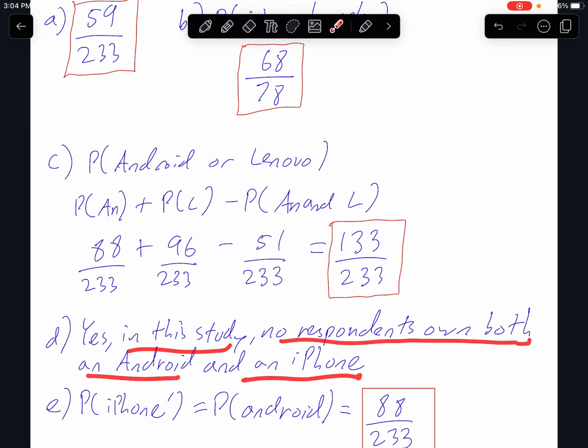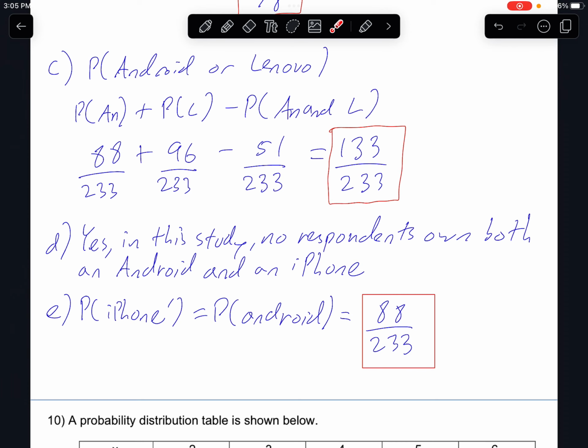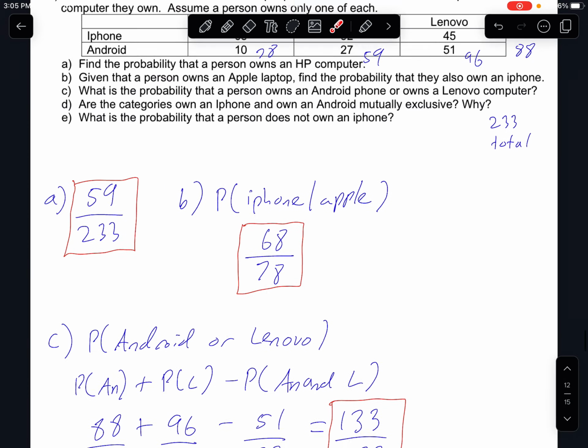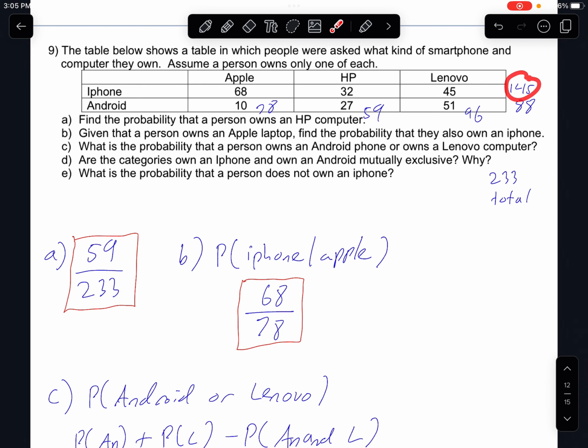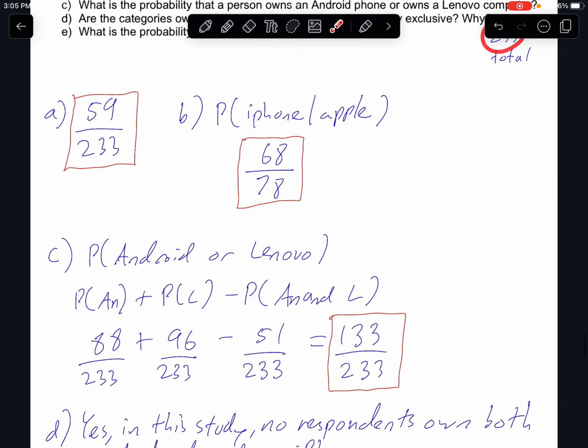So what is the probability that a person does not own an iPhone? Well, for these purposes, if they don't own an iPhone, that means they own an Android. So that's going to be 88 over 233. An alternative way to calculate this is to find the probability that someone does own an iPhone. Right, 145 over 233.